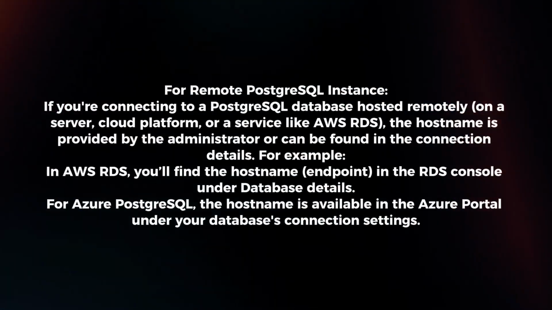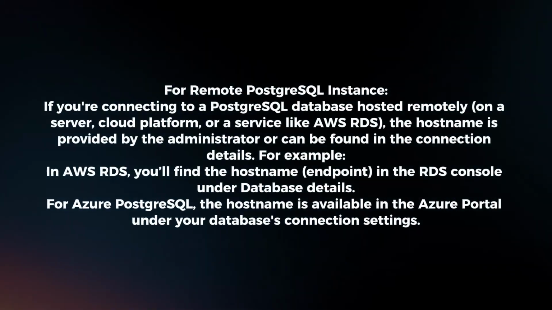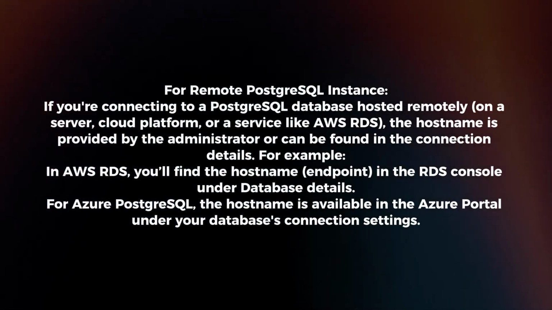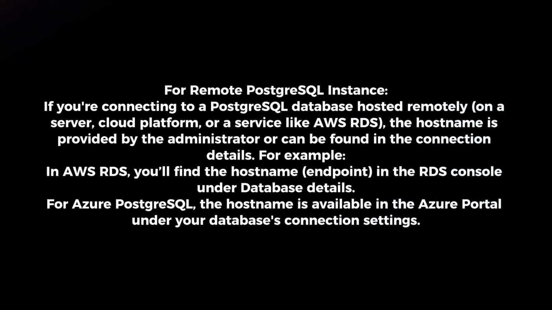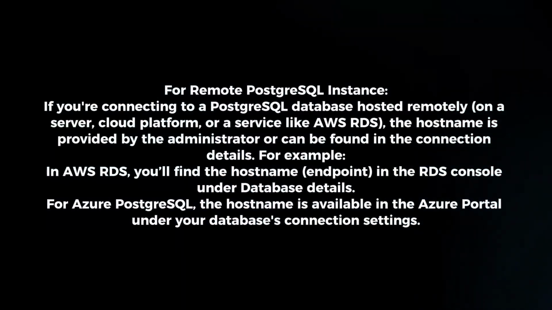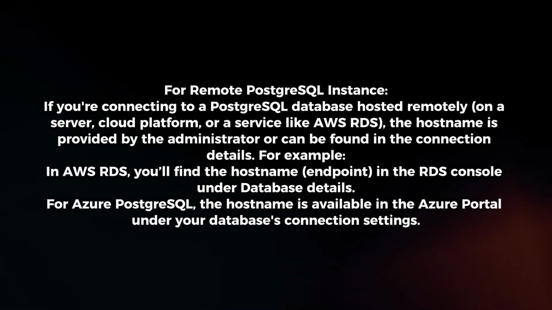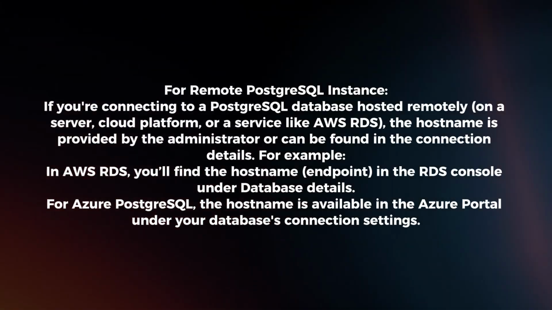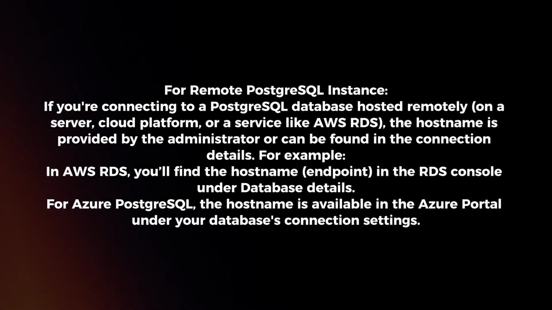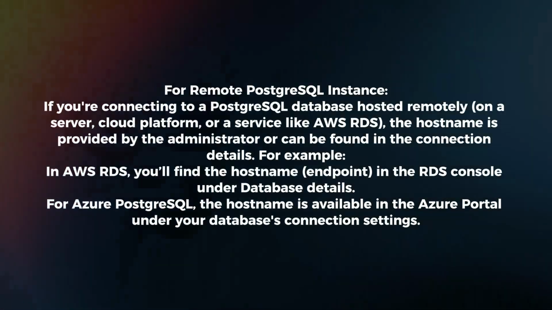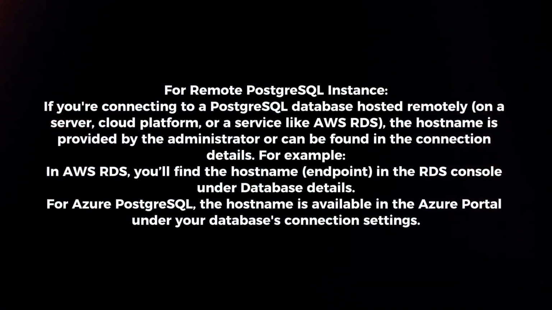For a remote PostgreSQL instance, if you're connecting to a PostgreSQL database hosted remotely, the hostname is provided by the administrator or can be found in the connection details. For example, in AWS RDS, you'll find the hostname in the RDS console under Database Details. For Azure PostgreSQL, the hostname is available in the Azure portal under your database's connection settings.